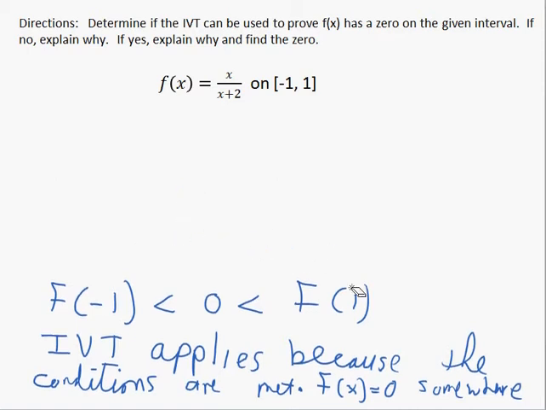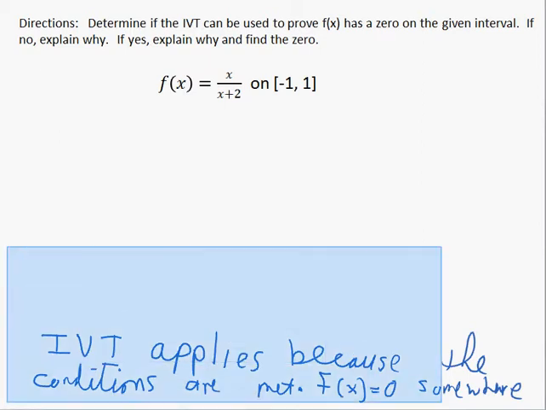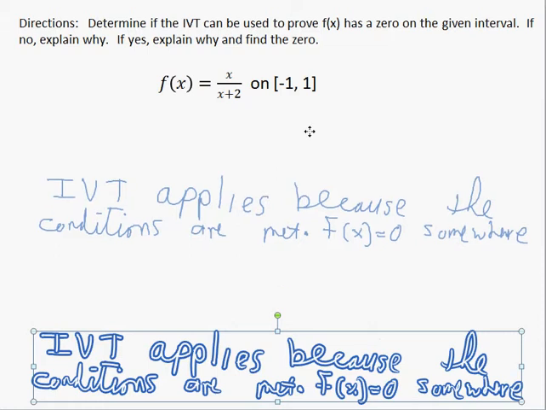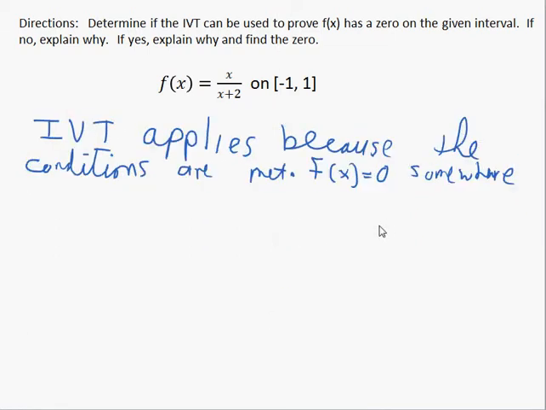Boom, boom, boom. So we checked the conditions. They worked out. How nice is that? And IVT applies because the conditions are met. So f of x equals 0 somewhere on the interval -1 to 1. Okay, so that's the whole IVT part. Determine if IVT can be used. Yes. And if yes, explain why we did that.